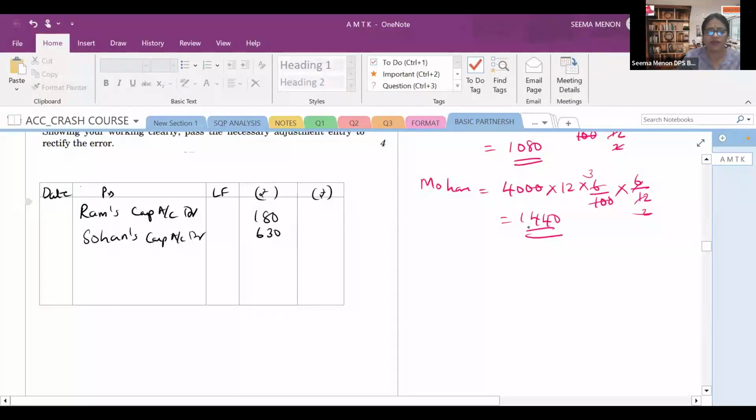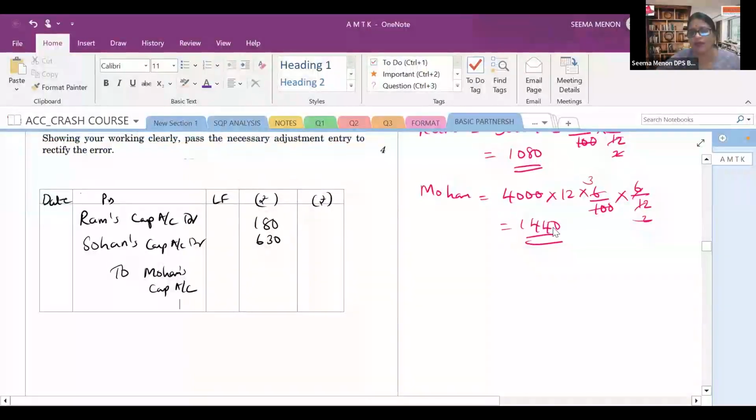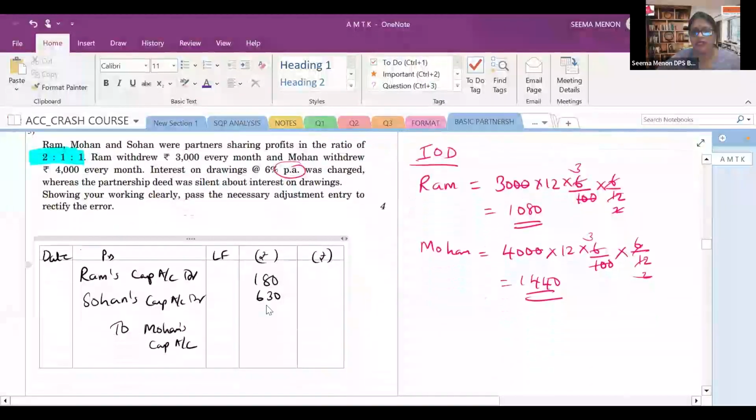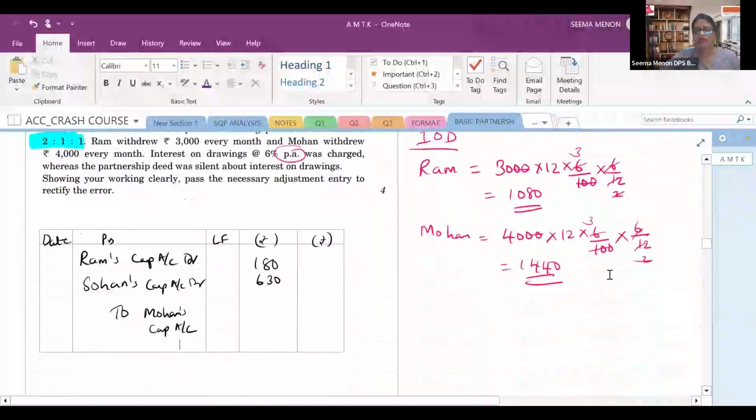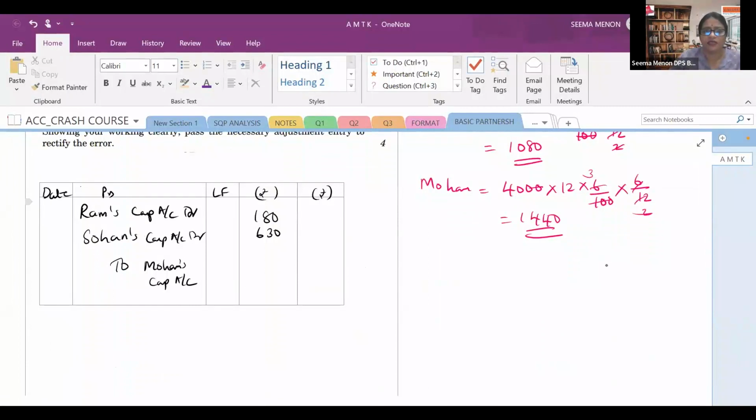So they will be bearing to whom? To Mohan's capital account. It is always so: once you add, you should get the same amount as Mohan's. Otherwise, it is wrong. 630 plus 180, 810 should match. You can see Mohan's account, there also it is 810. So you will write 810.